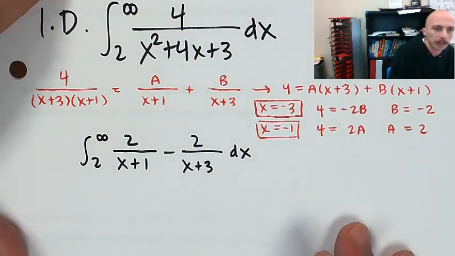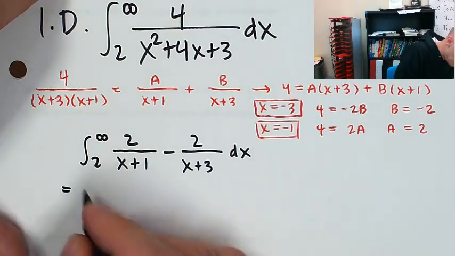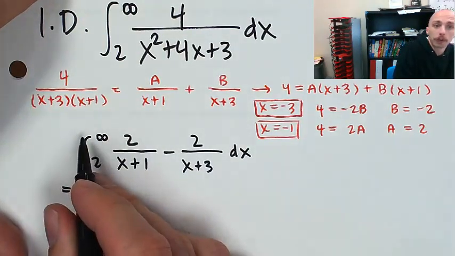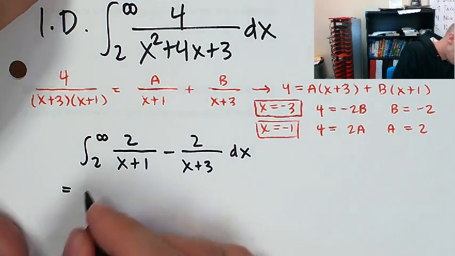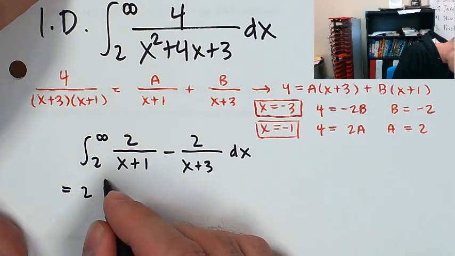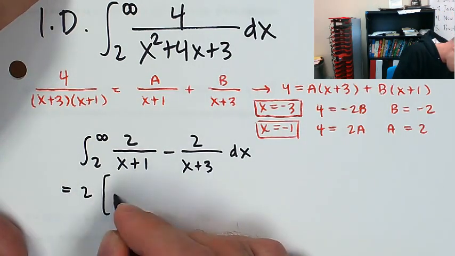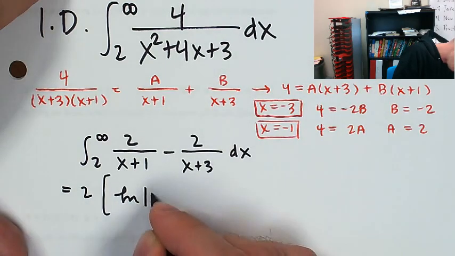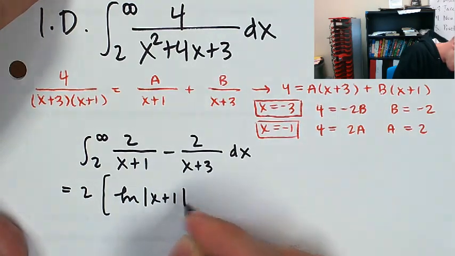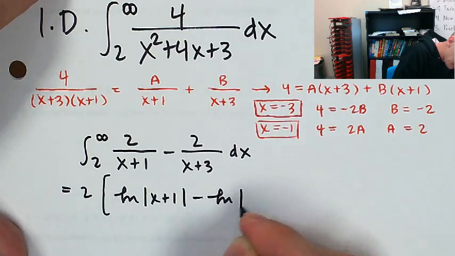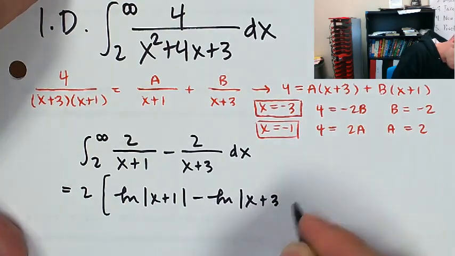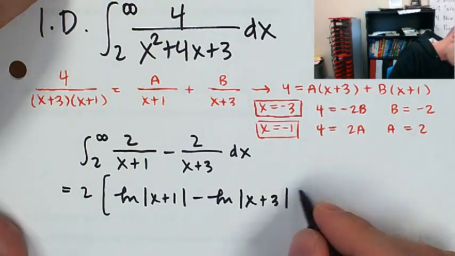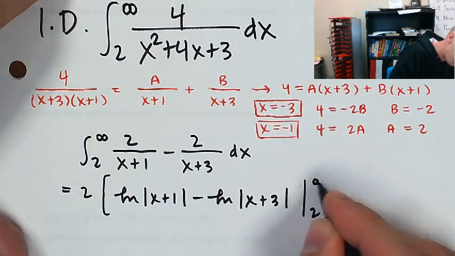Now I'm going to take an antiderivative. That would be, and maybe I'll factor out the 2 from this before I take the antiderivative. So it's 2 times log of the absolute value of x plus 1 minus log of the absolute value of x plus 3 as x runs from 2 to infinity.